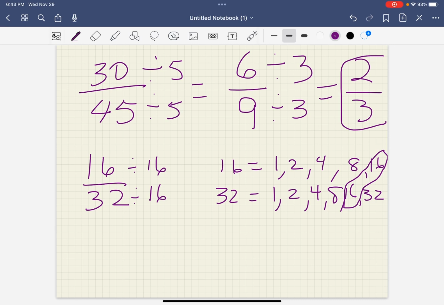16 divided by 16 is 1. 32 divided by 16 is 2, so it reduces to 1/2. You just divide by the greatest common factor, and then you only have to reduce it once.